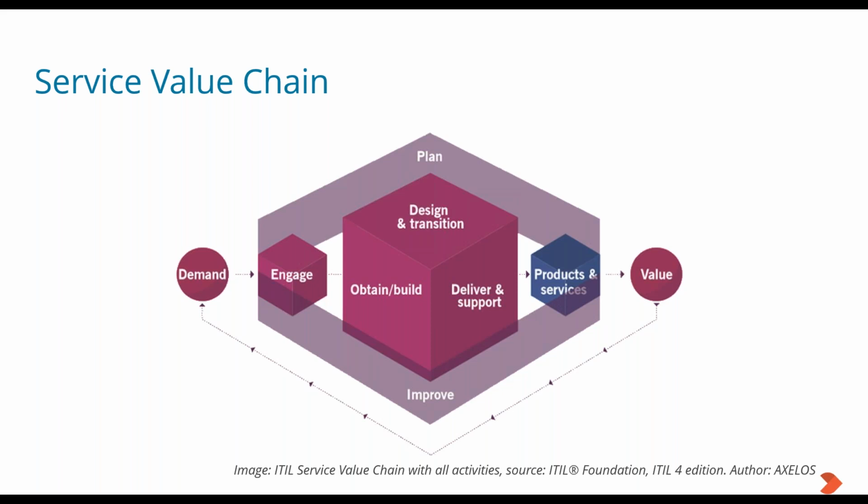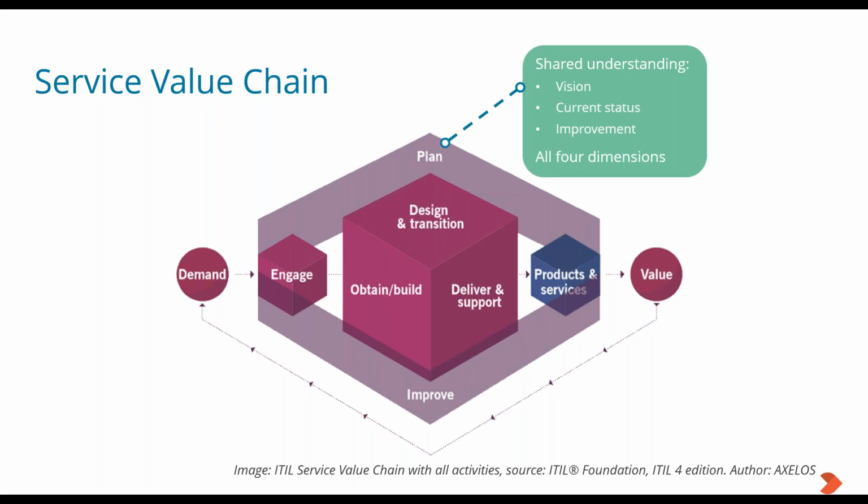When we look at this service value chain, you see an overview of all activities you can do to respond to demand and to provide value. So you see it on the left and right side of the model. So these activities are plan, improve, engage, design and transition, obtain, build, and deliver and support. So plan says something about a shared understanding. So the organization is moving the same way.